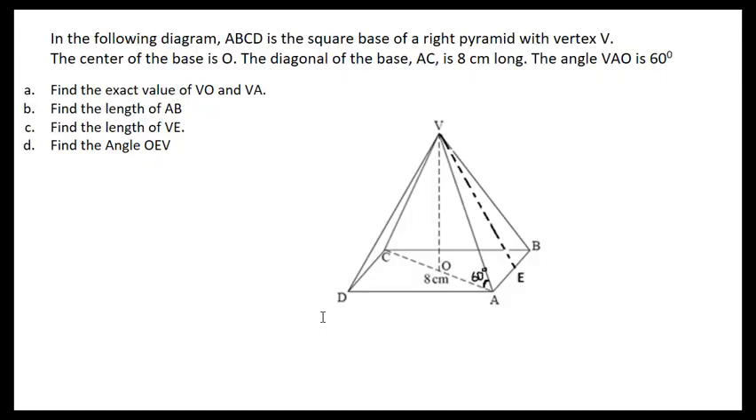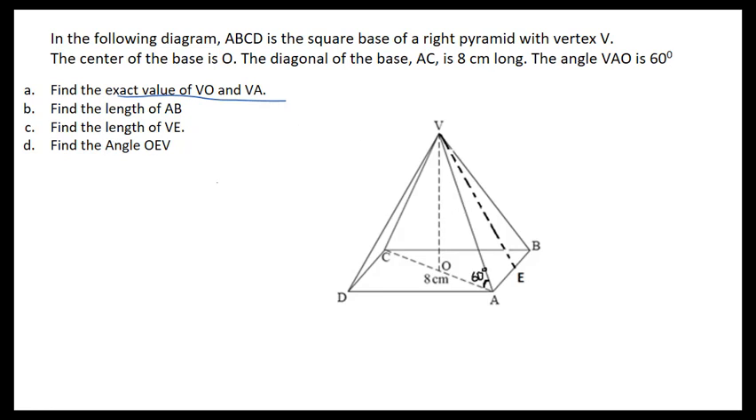This video is about right triangle trigonometry. In the following diagram, ABCD is the square base of a right pyramid with a vertex V. The center of the base is O. The diagonal of the base, AC, is 8 centimeters long. The angle VAO is 60 degrees. Let's go to A. Find the exact value of VO and VA.